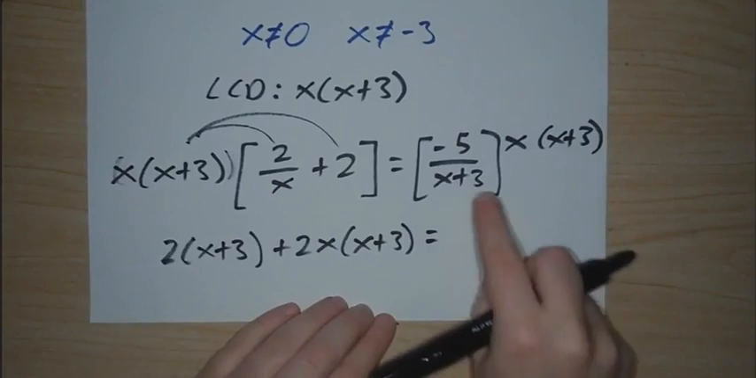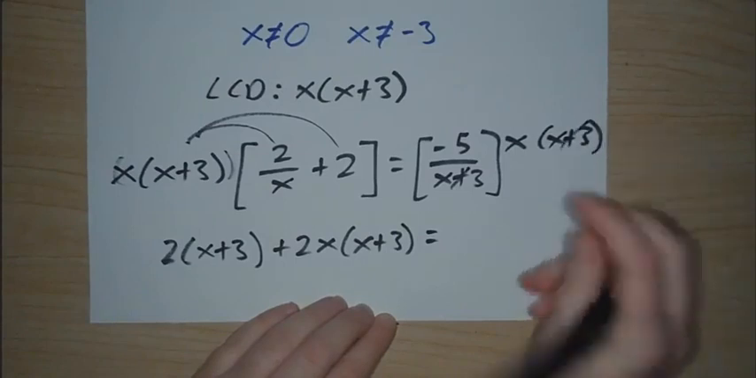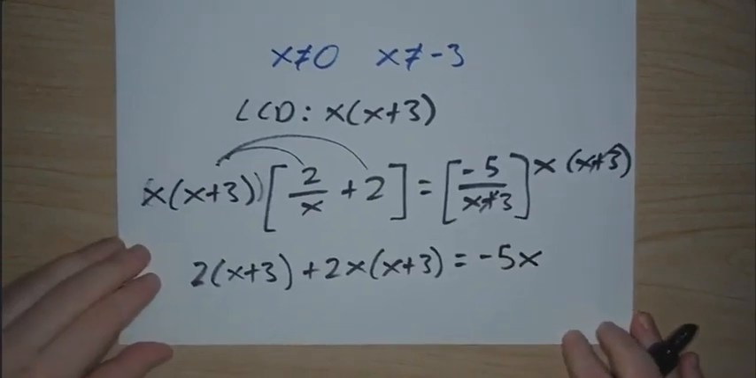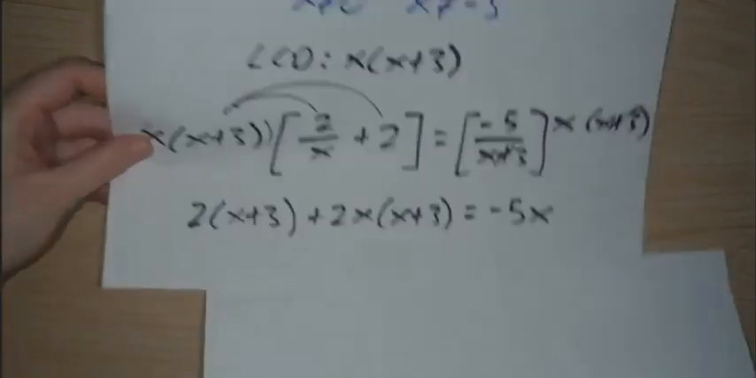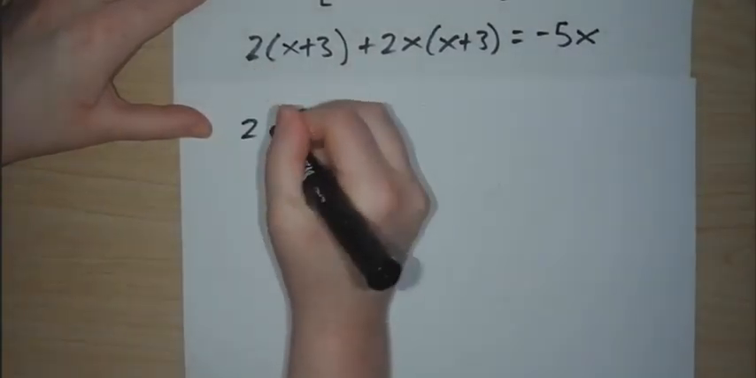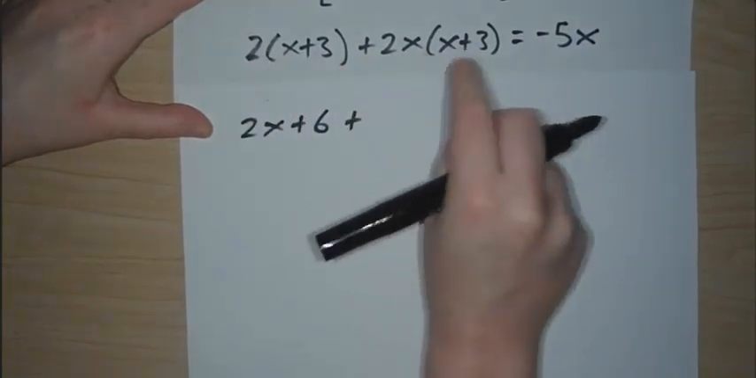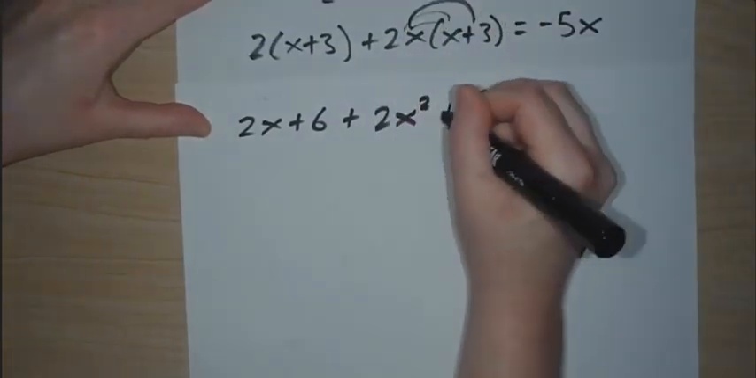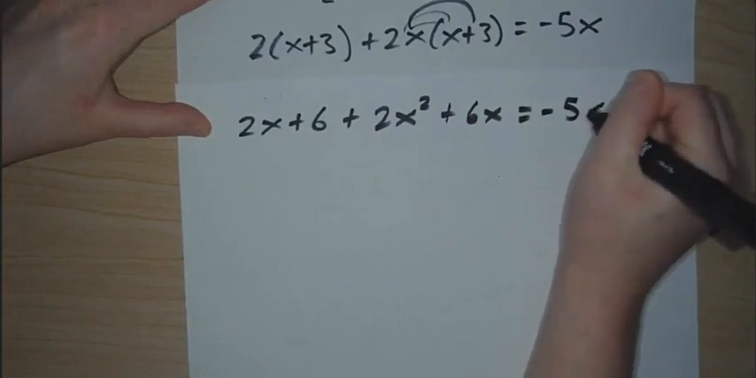On the right side, we have a denominator of x plus 3, and we're multiplying by x plus 3. We'll cancel. And so we're left with just -5x, such as that. We're going to continue our multiplication. So we have 2x plus 6, multiplying this through right here. And multiplying this 2x, we get 2x squared plus 6x for this term right here, which is equal to -5x.